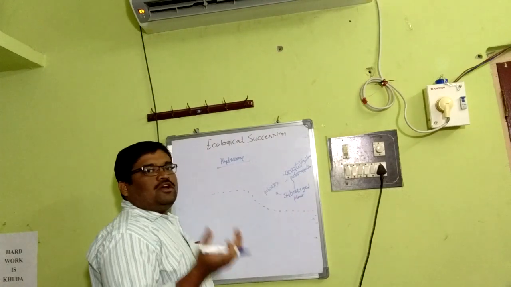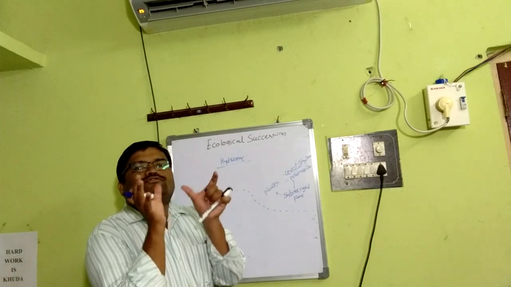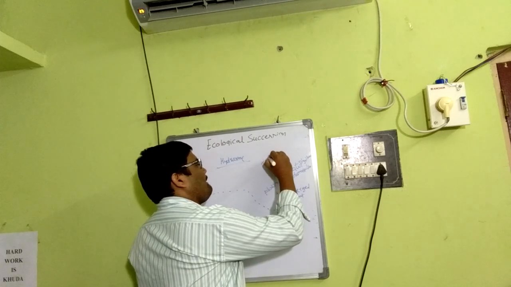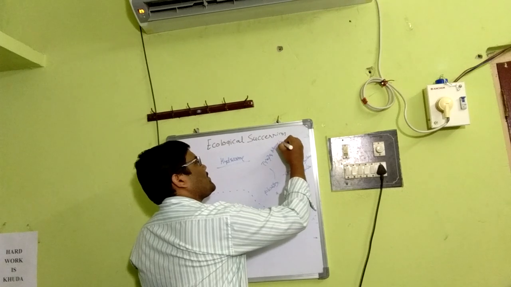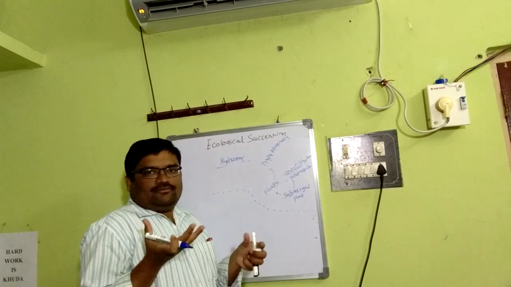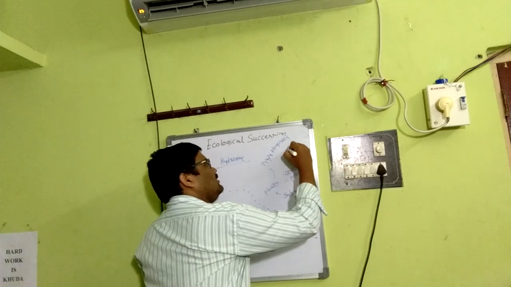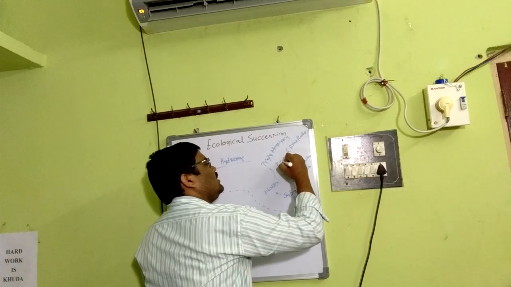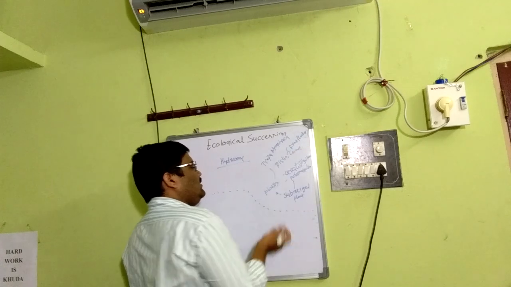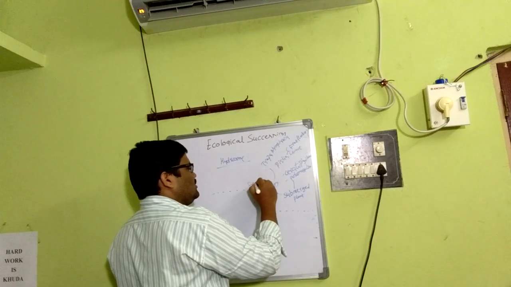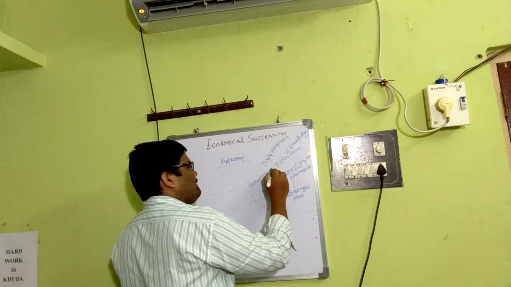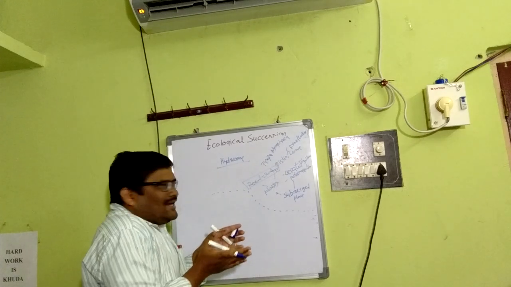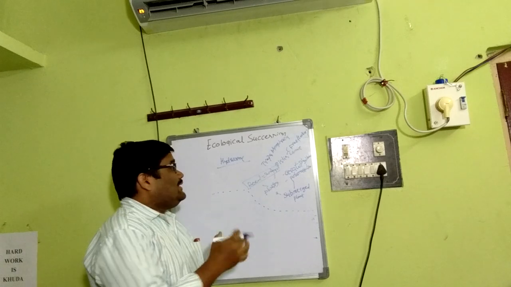In the floating stage, again of two types: first, initially the rooted plants come with floating leaves on water, like Trapa, Nymphaea. Later they become free floating, like Pistia, Lemna. Then after the floating stage, there will be a stage called the reed swamp stage. When the water becomes shallow, the stage is called reed swamp.